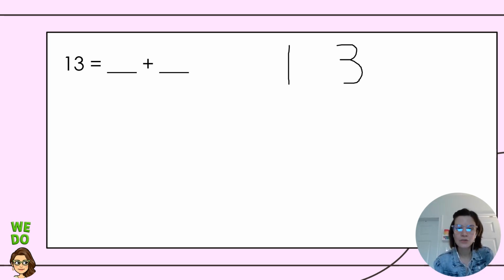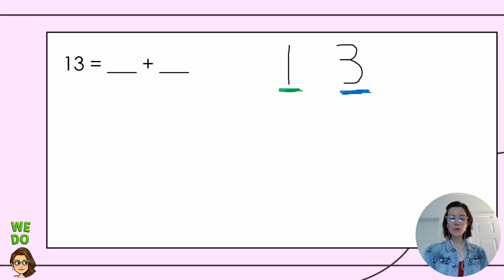And I'm going to underline my tens place with a green color. You can use black, pencil, whatever you have, but just to help you visualize, that represents tens. And then under my ones place, I'm using the blue color to underline the number 3 because that's my ones place.